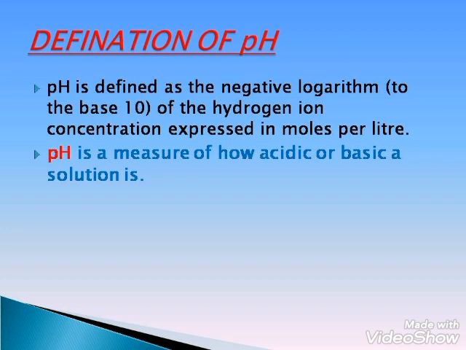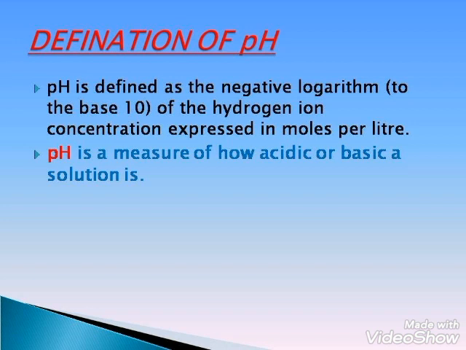First, let us discuss what is the definition of pH. pH can be defined as the negative logarithm of the hydrogen ion concentration present in a solution, which is generally expressed in terms of moles per liter. In this case, the logarithm is taken to the base of 10, and pH is regarded as a measure of the acidity or the alkalinity of a solution.